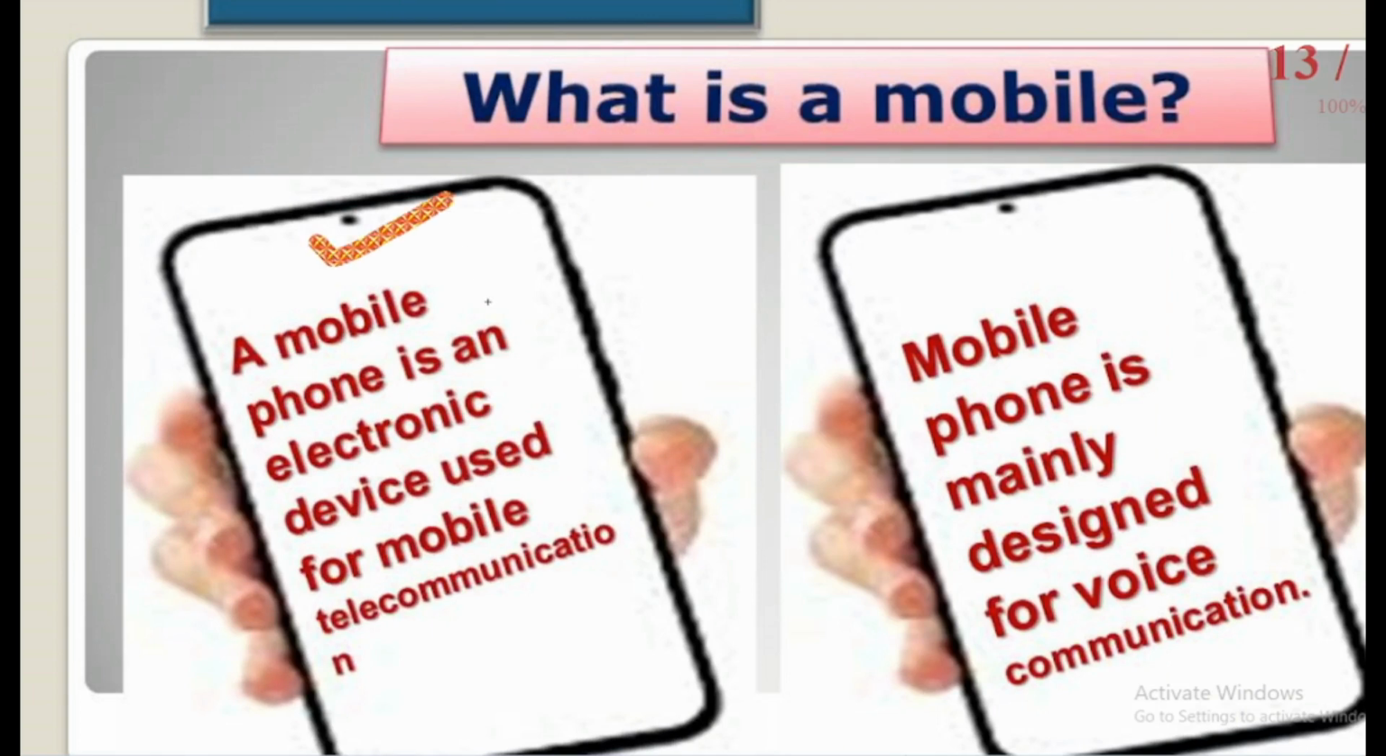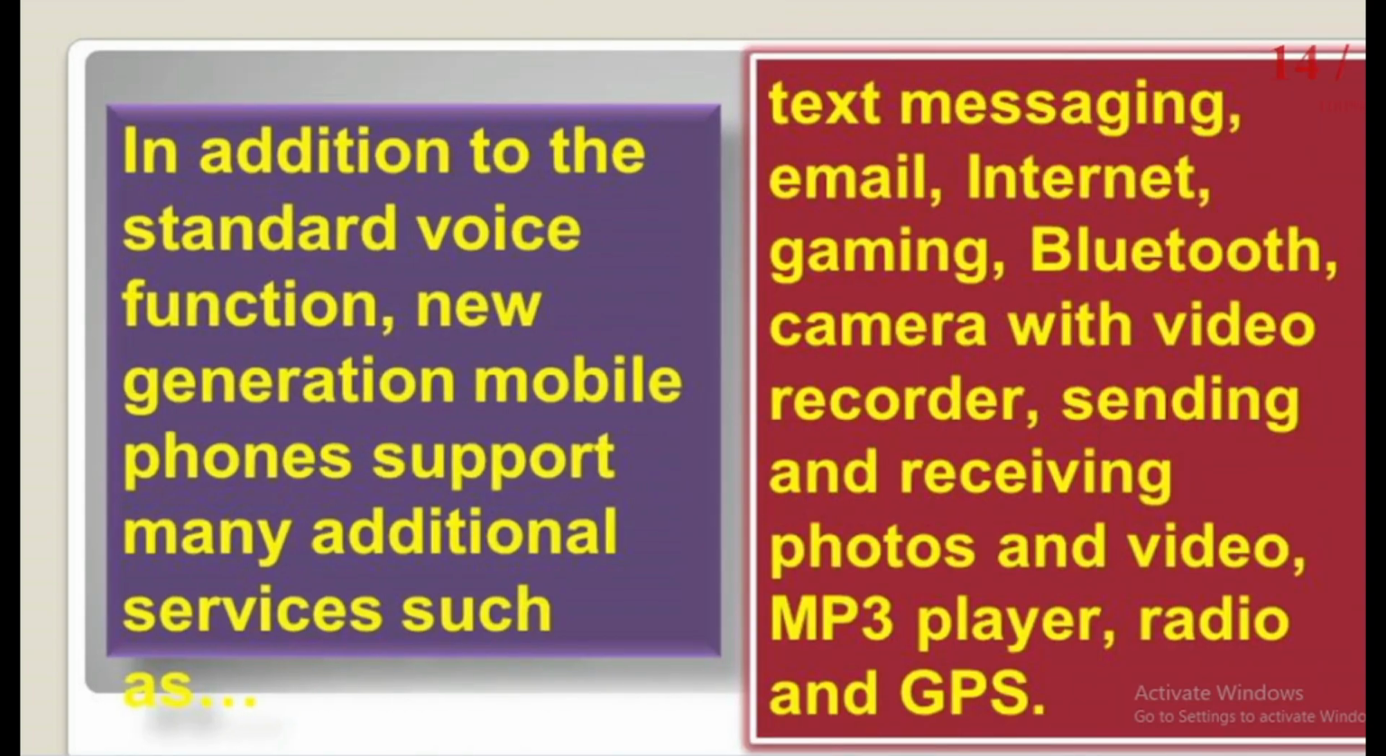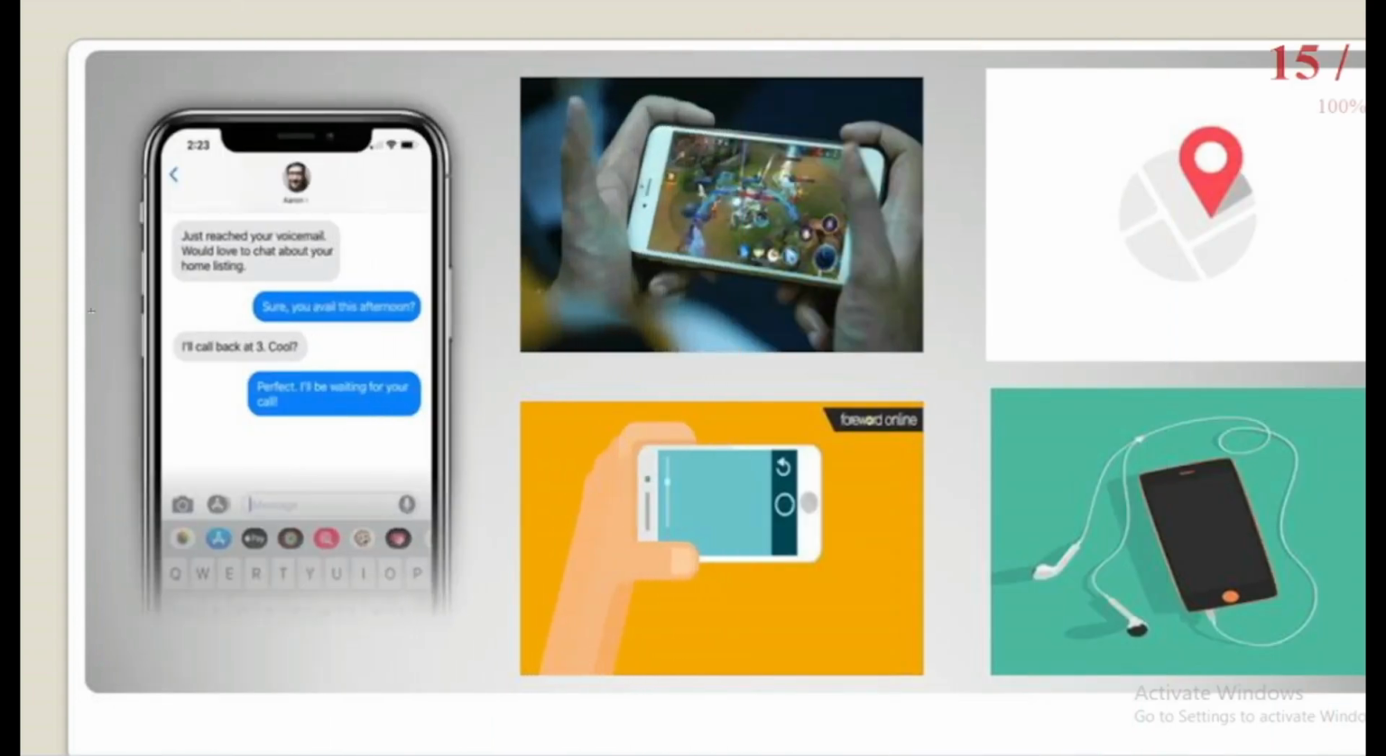Now what is a mobile? A mobile is an electronic device used for telecommunication, and we can also send our voice message from one person to another. In addition, we can use voice communication, as there are new generation mobiles. In them we can use many more things like internet, gaming, Bluetooth, camera, different types of recorders, videos, and an MP3 player. Everything is available nowadays, so we can send messages from one person to another through different types of media.